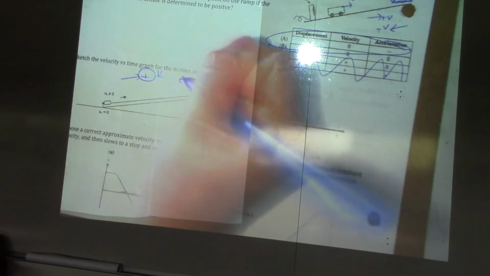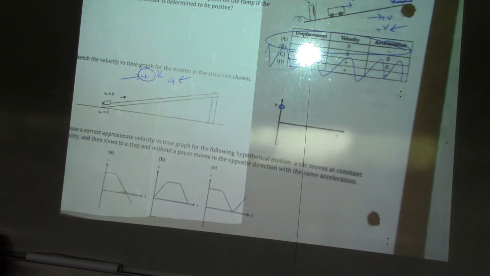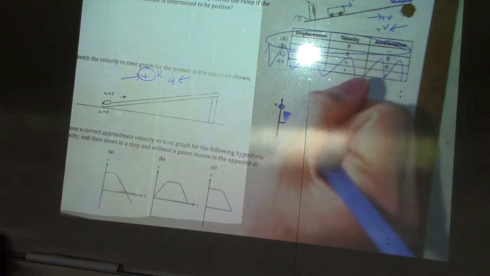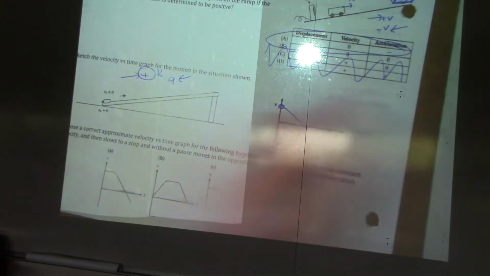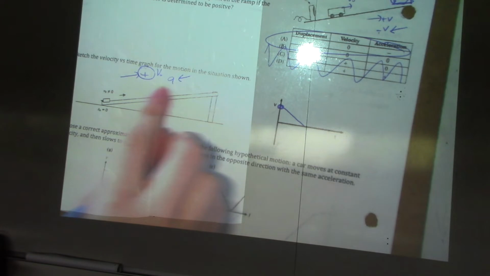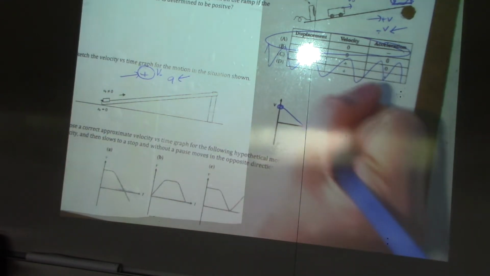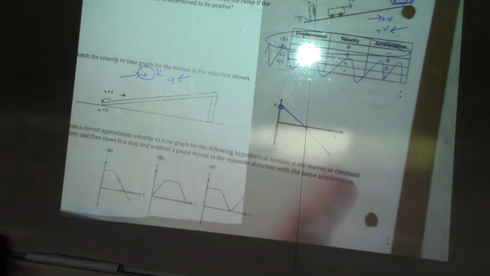This is v naught. You've got an acceleration against you in the opposite direction, because it would accelerate down the ramp. So that's going to slow you down until you're 0 at the top, and then you turn around, and now you're going to get faster and faster in that negative direction. Constant acceleration in the negative direction.